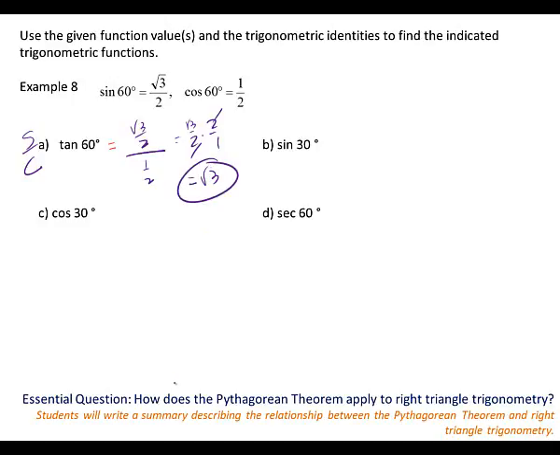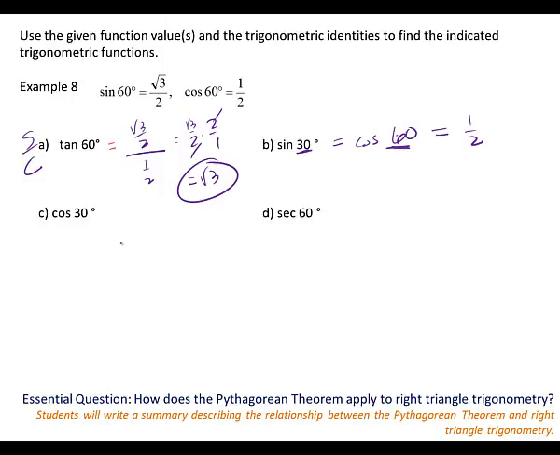The sine of 30. We learned that this is the same as the cosine, and I need to get this number and this number to add up to 90 degrees. So it's the same as cosine of what? 60, right? Because 30 plus 60 equals 90, and that uses those cofunction identities. What is the cosine of 60? 1/2.